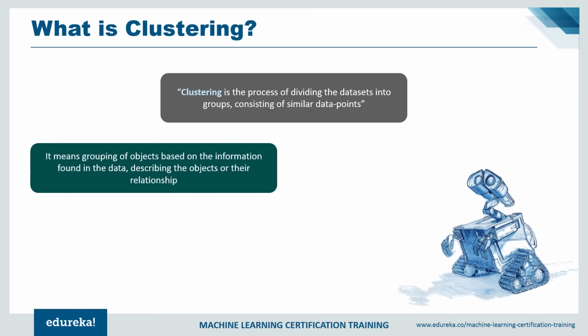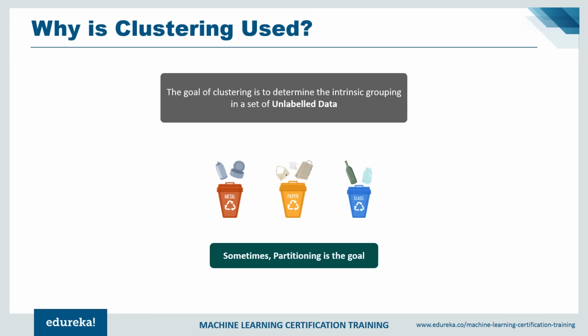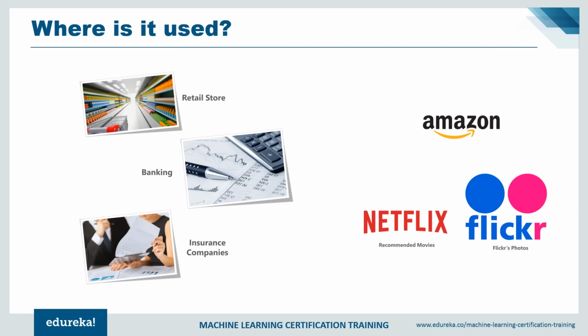Now, these models are often referred to as unsupervised learning models since there is no external standard by which to judge the model's classification performance. There are no right or wrong answers to these models. And if we talk about why clustering is used, the goal of clustering is to determine the intrinsic group in a set of unlabeled data. Sometimes the partitioning is the goal, or the purpose of the clustering algorithm is to make sense of an exact value from the large set of structured and unstructured data. So that is why clustering is used in the industry.